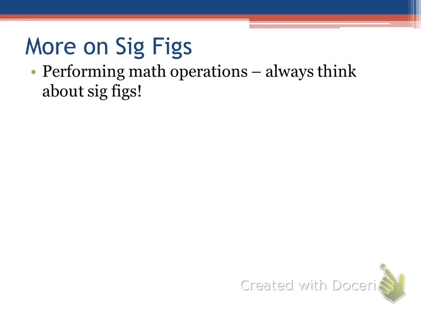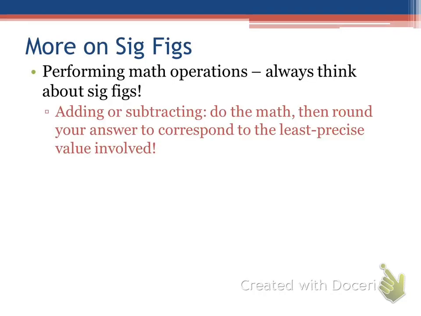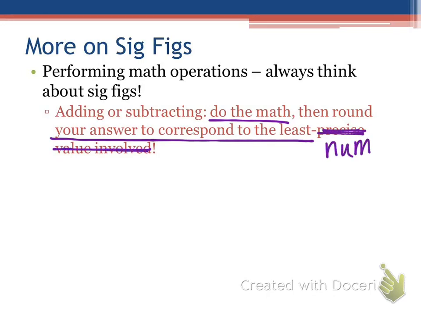So, here are the rules. Adding and subtracting first. These are the rules for adding and subtracting with significant figures. You do the math first, then round your answer to the least number of decimal places.